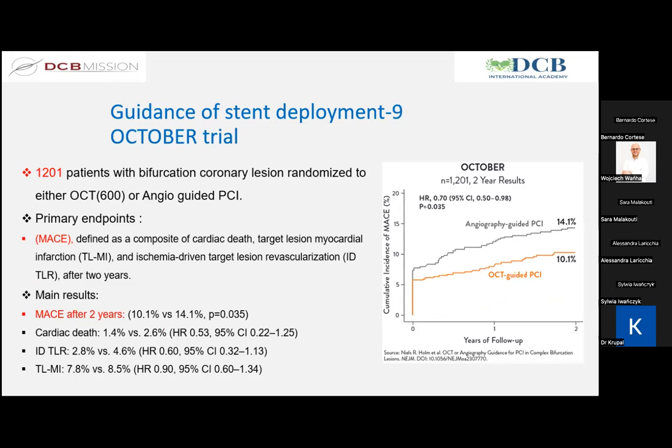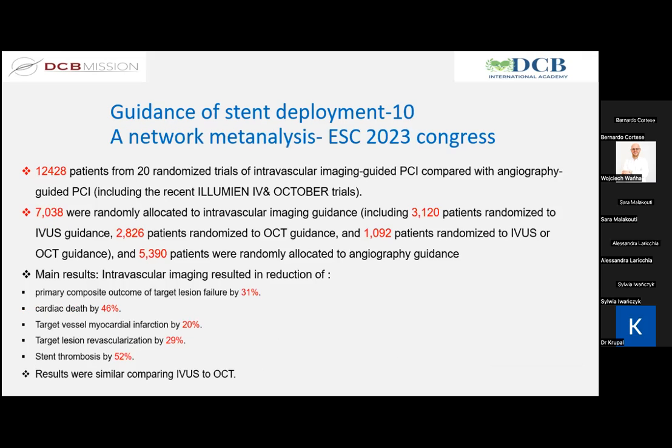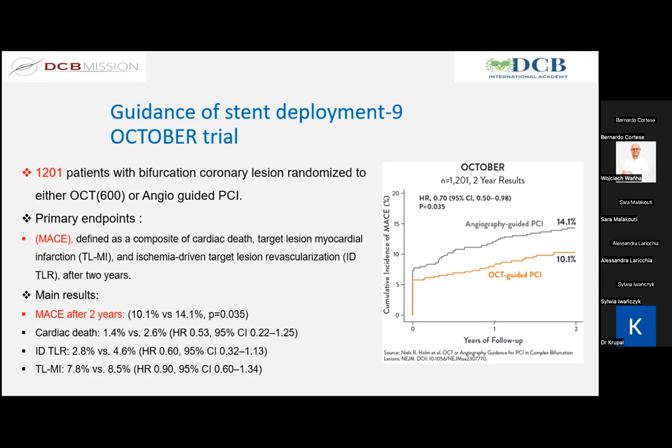The third trial was the OCTOBER trial, which included 1,201 patients with bifurcation coronary lesions randomized either to OCT or angio-guided BCI. The primary endpoint was MACE after 2 years. The main result was that MACE after 2 years was lower in patients with OCT guidance versus angiographic guidance. Cardiac death, target lesion myocardial infarction, and target lesion revascularization were also lower with OCT guidance versus angiographic guidance.